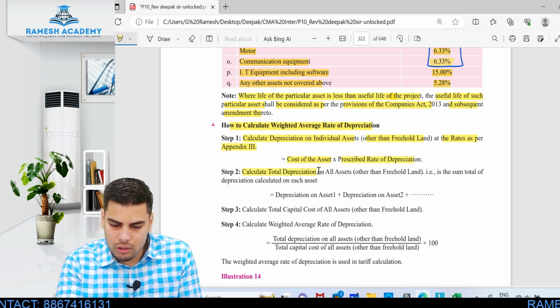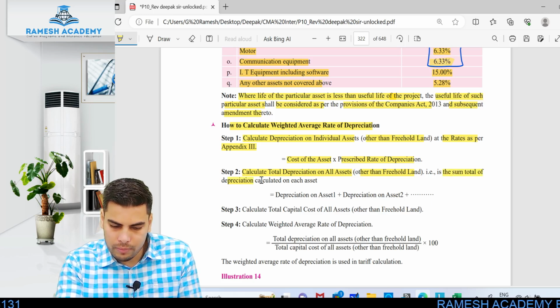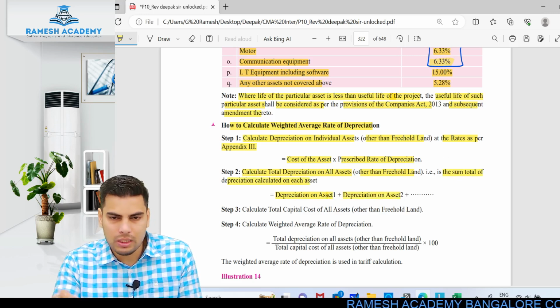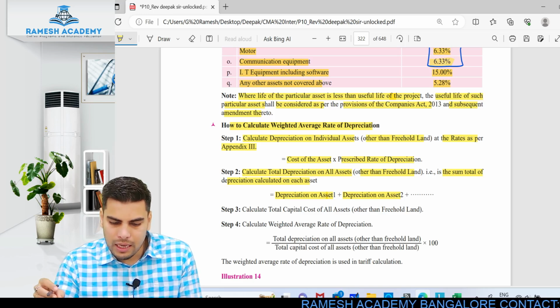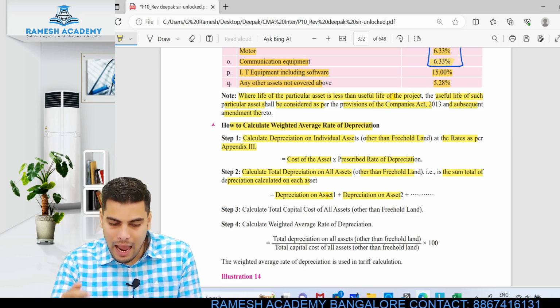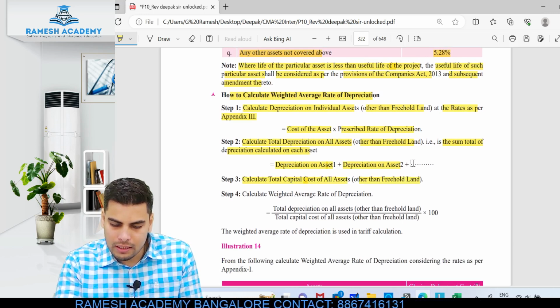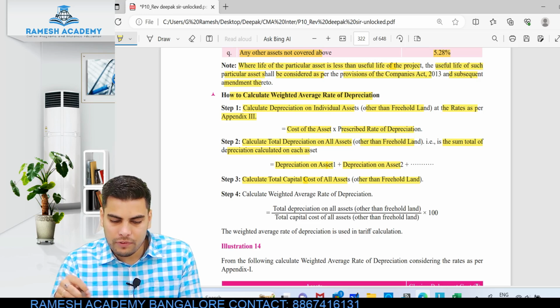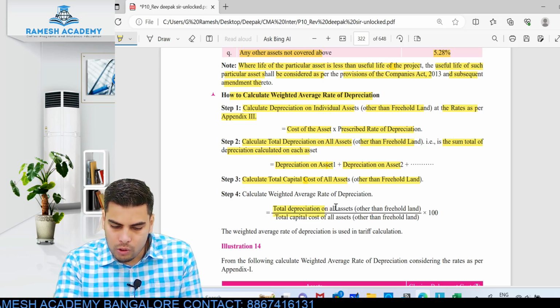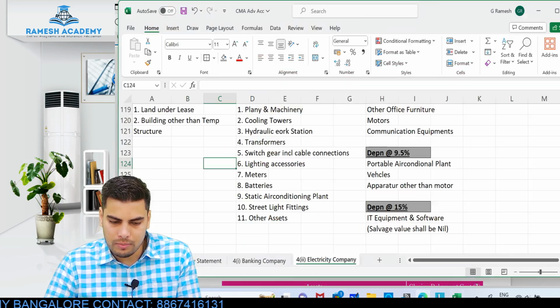Step 2, calculate the total depreciation of all the assets other than freehold land, that is the sum total of depreciation calculated on each asset. Depreciation on asset 1 plus depreciation on asset 2, like that, other than freehold land. Then calculate the total cost of all the assets other than freehold land. How much exactly is the cost of asset other than freehold land? Then total depreciation on all the assets divided by the total capital cost into 100. Okay, so it's very simple.